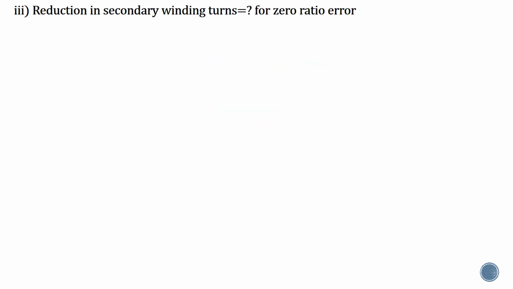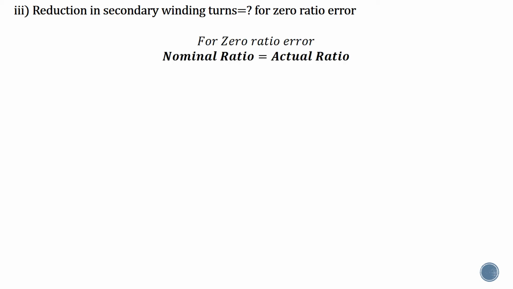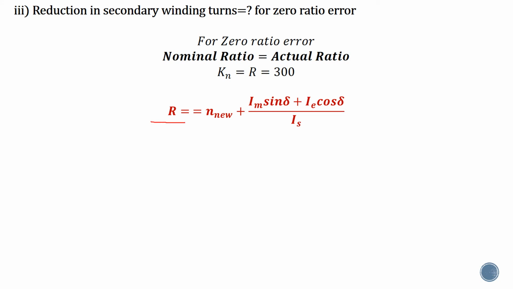Third and the final part of the question, that is the reduction in secondary winding turns for zero ratio error. For zero ratio error, the two ratios, that is the nominal ratio and the actual ratio, need to be the same, and that is Kn and R need to be equal to 300. Therefore, from the actual ratio formula, we will substitute the actual ratio value R as 300, and we will calculate the turn ratio required for achieving zero ratio error.